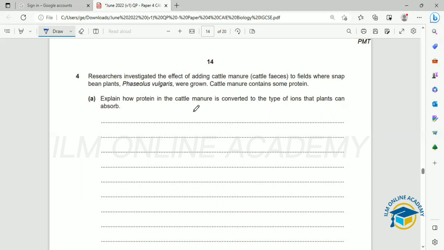So what happens is that proteins are made up of amino acids, right? Proteins are made up of amino acids. All right, so the proteins would be decomposed or broken down by fungi or bacteria or other decomposers, right? And these bacteria and fungi use protease enzyme. The bacteria use the proteases in them in order to break down or digest the proteins into amino acids, right?